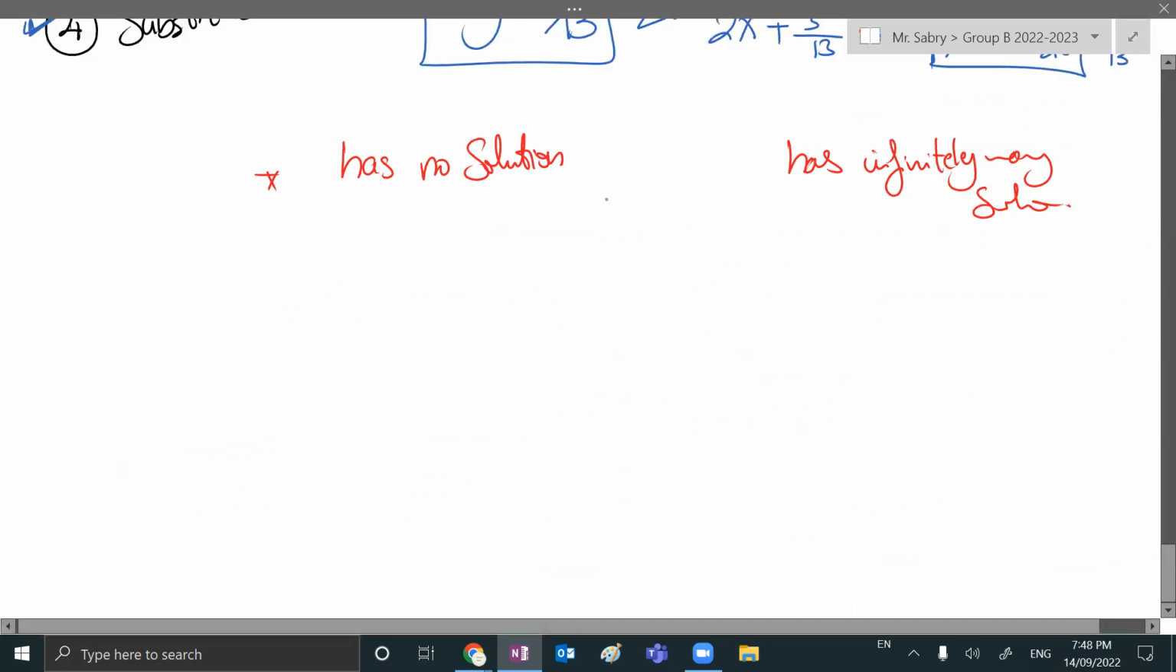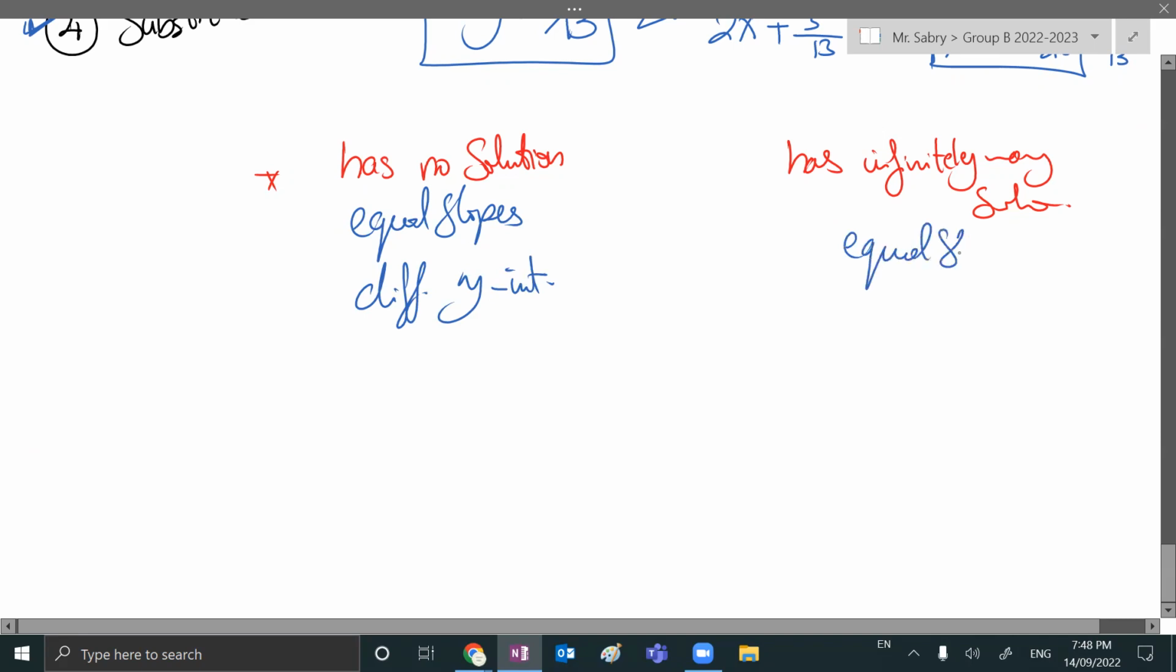So a system that has no solutions means they have equal slopes, different y-intercepts. A system that has infinitely many solutions has also equal slopes, but also equal y-intercepts. So we check first by the slope.